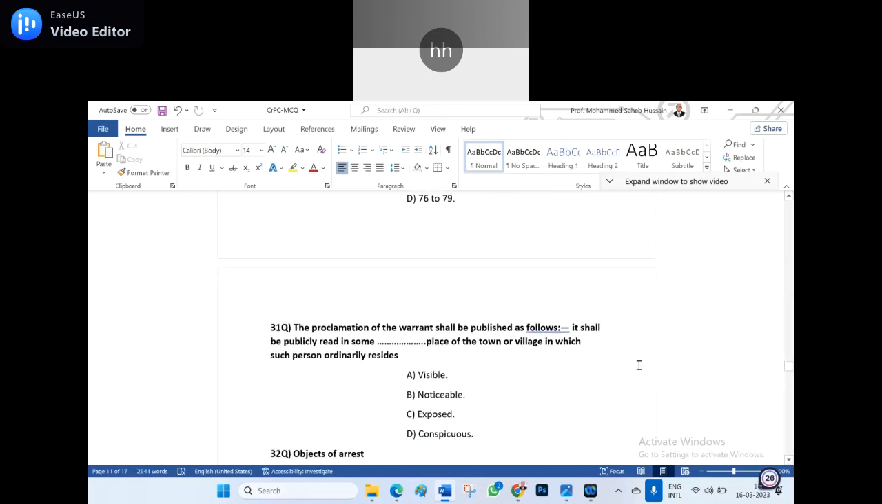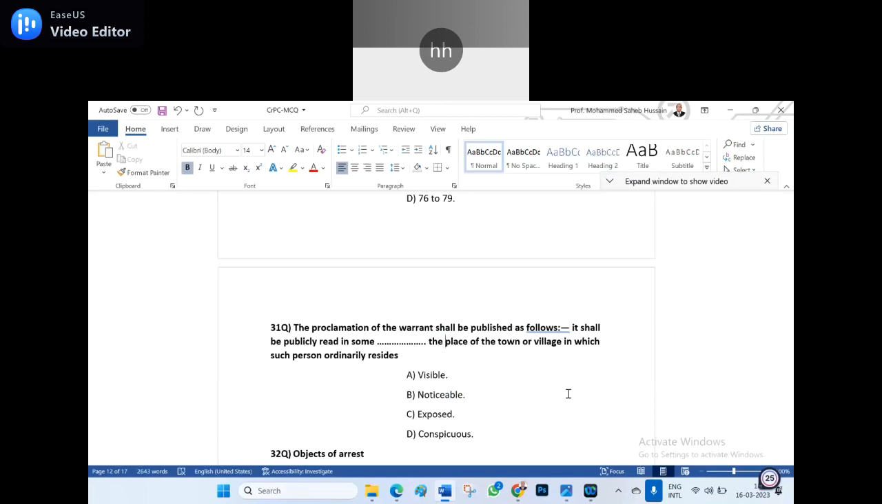Now let us go to the 31st question. The proclamation of the warrant shall be published as follows. It shall be publicly read in some dash place of the town or village in which such person ordinarily resides. A, visible. B, noticeable. C, exposed. D, conspicuous. Option D, conspicuous. That is the wording they used, conspicuous. That means where generally people will look at.